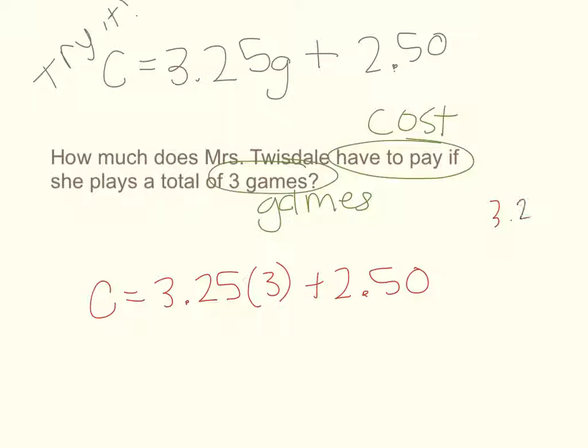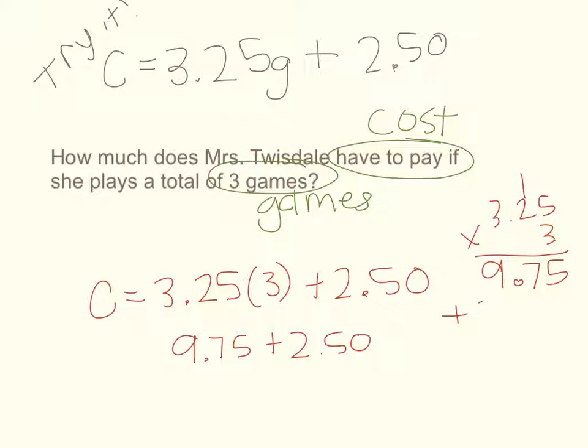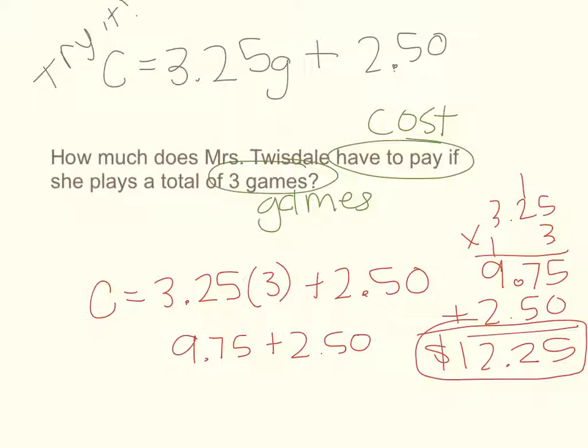Let me do that over here. 15, 6, 7, 75 cents, and $9.75. So I had $9.75 just for the cost of the games, plus $2.50 for my shoe rental. Looks like $12.25 is the cost for my entire bowling experience. So I better have $12.25 in order to play 3 games at this bowling alley and pay for shoe rental.